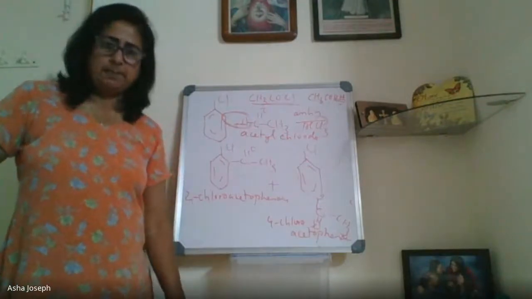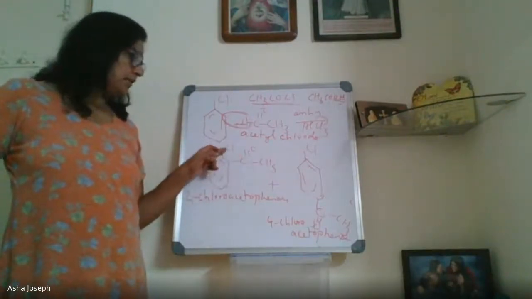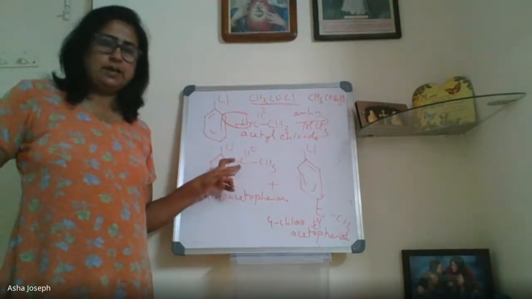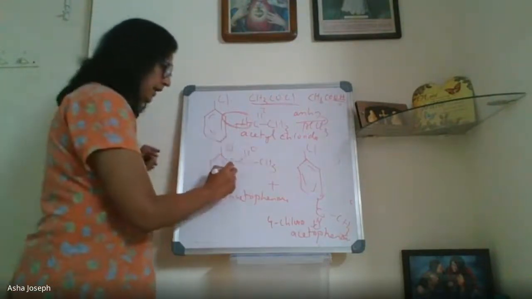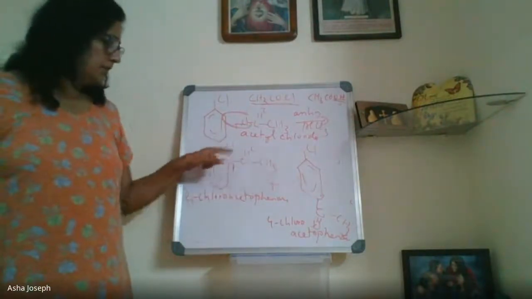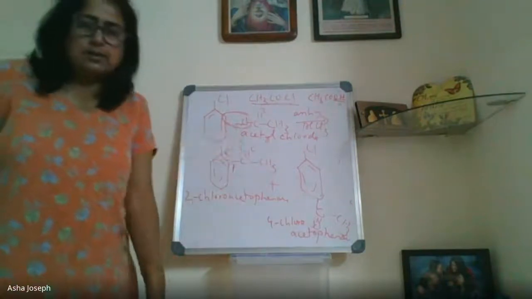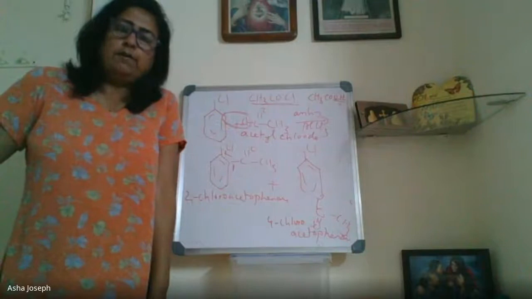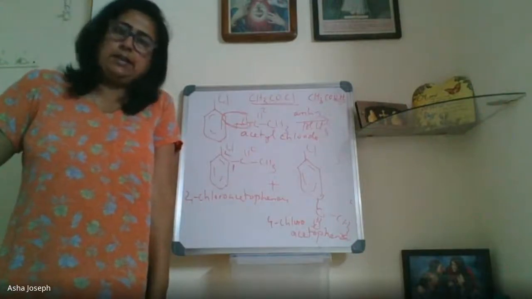Coming to the name, there are two functional groups, halogen and ketone. We should give priority to ketone. So that is why I said this is carbon 1, this is carbon 2. So 2-chloro, and this compound is an aromatic ketone called acetophenone. So name is 2-chloroacetophenone, 4-chloroacetophenone. Is it clear now?